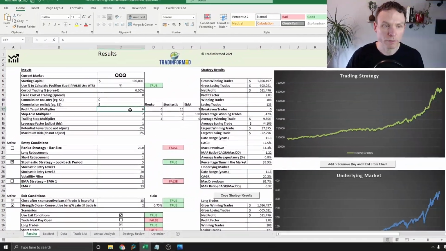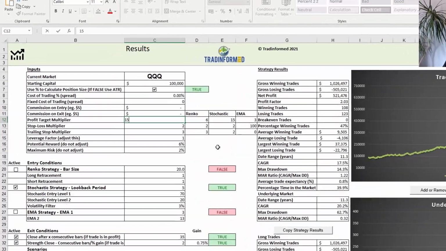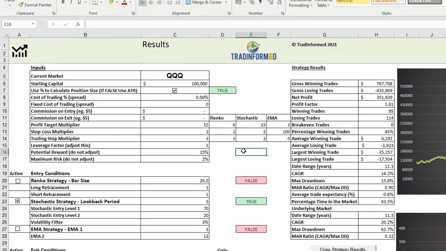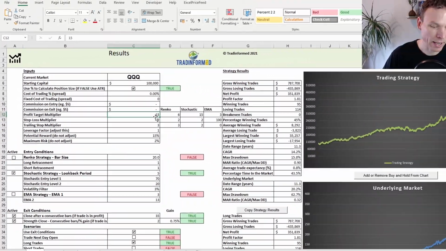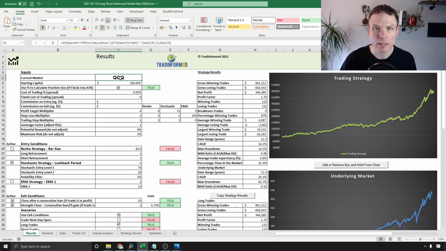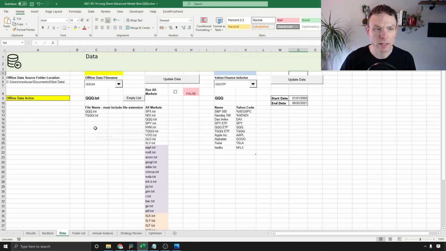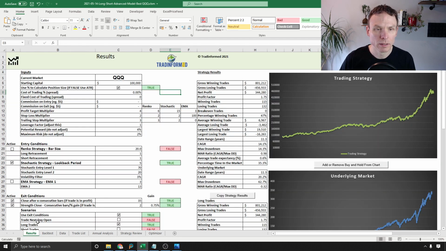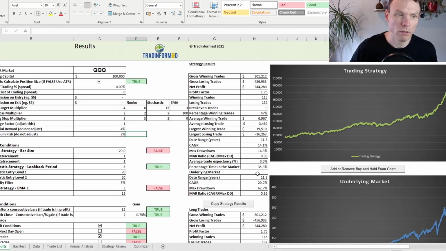You can test different profit targets. You can use different ways and see how the results change in real time. You can test different markets. I'm testing on the QQQ, but you can very easily test this on the SPY, the TQQQ, or any market that you wish. We've got different exit conditions, and over here in real time we have the strategy results.